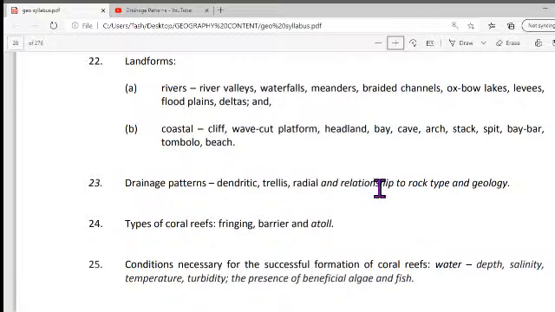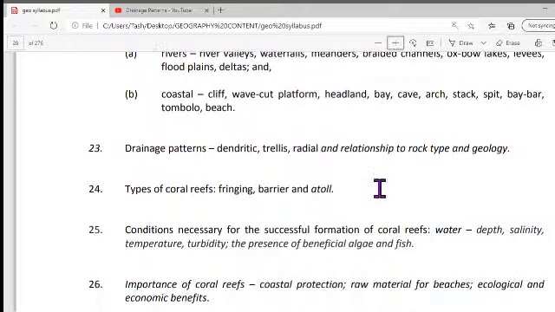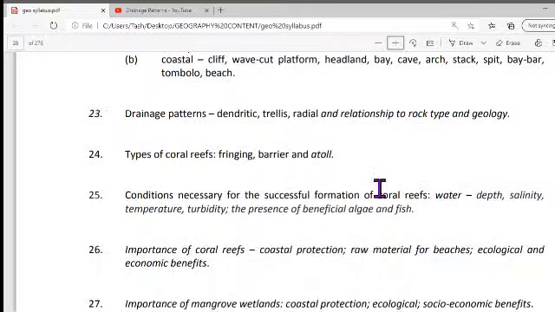That would have been our next thing on the syllabus. So types of coral reef: fringing, barrier, and atoll. It also asks you to look at the conditions necessary for the successful formation of coral reef. These are the conditions that they want you to look at specifically: the depth, salinity, temperature, turbidity, and presence of beneficial algae and fish.